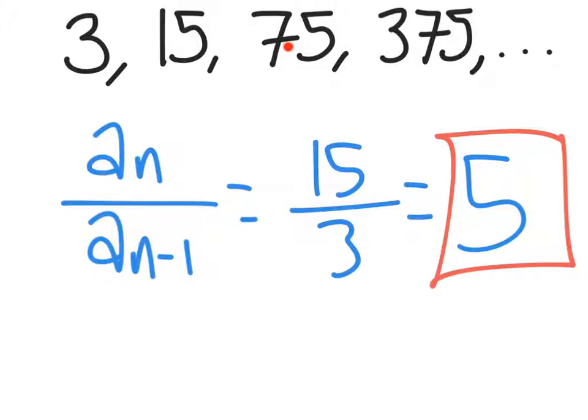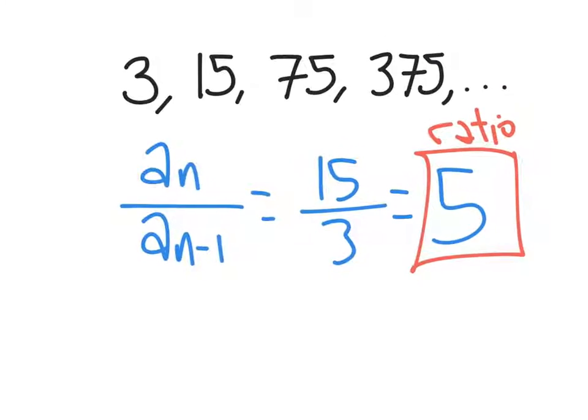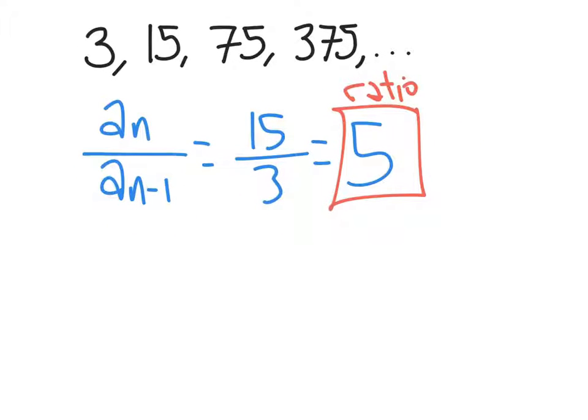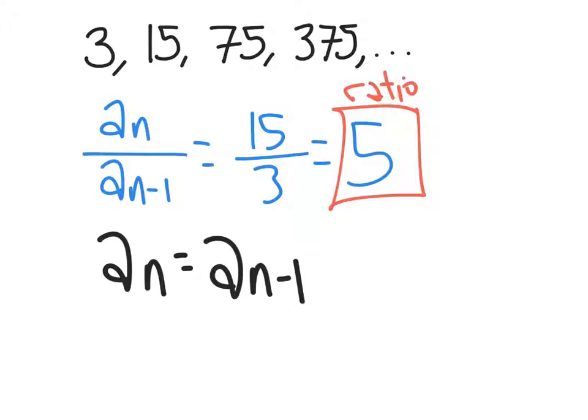Alternatively, we could have done 75 divided by 15 or 375 divided by 75, and that would have all given us this ratio of 5. Beautiful. So our next step is to write the recursive equation. We've got the first term, we've got the ratio, and this is going to look a little bit like a sub n equals a sub n minus 1 times 5.